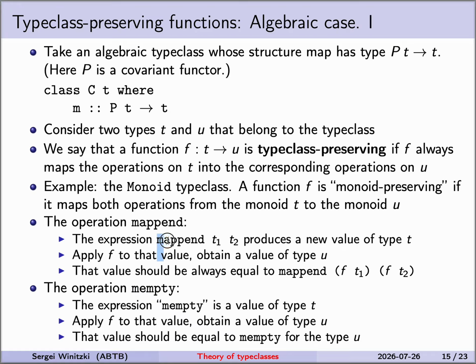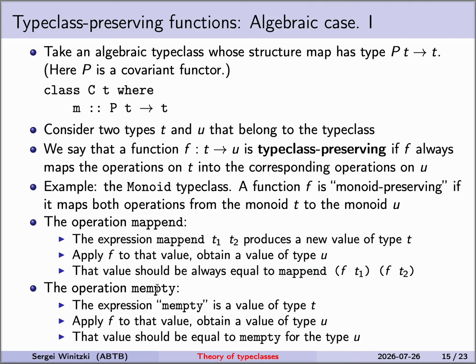So we can apply mappend to two values and produce a new value of type t. You can apply f to that value, and then you get a new value of type u. So then what you want is that that value of type u should be equal to using mappend within the type u on the two values f t1 and f t2. So in other words, you start with t1 and t2. You could first combine them in a monoid and then map with f, or you can first map with f and then combine with a monoid in u, and then the results should be the same. So it is in this sense that the function f maps mappend in type t into mappend in type u.